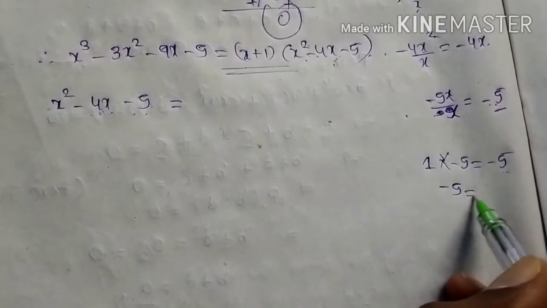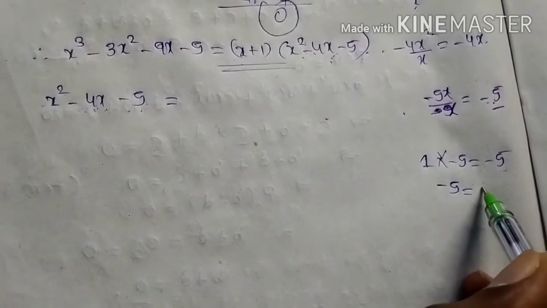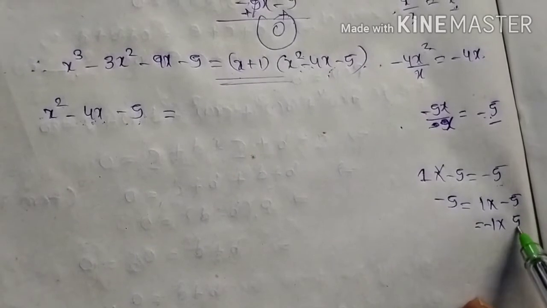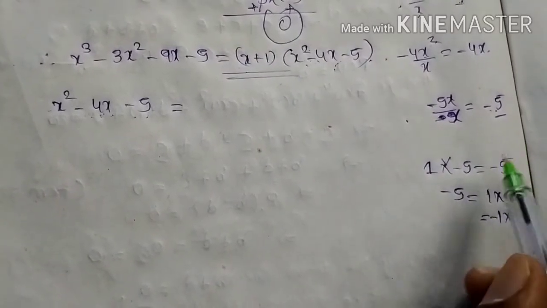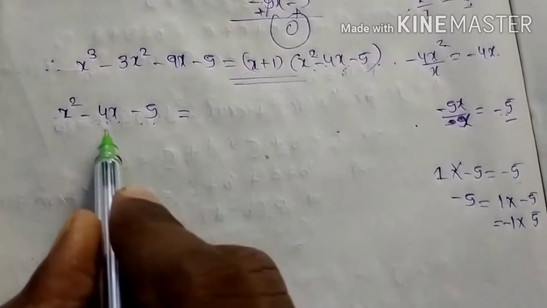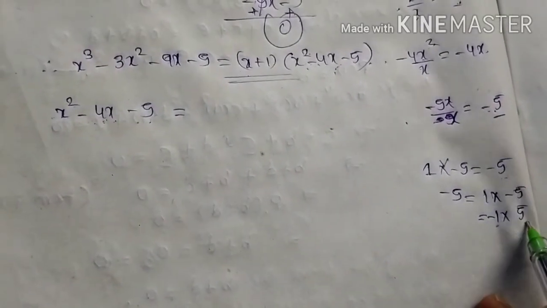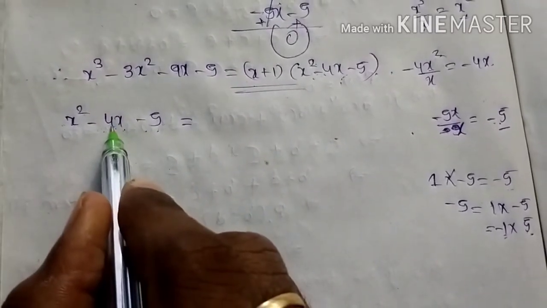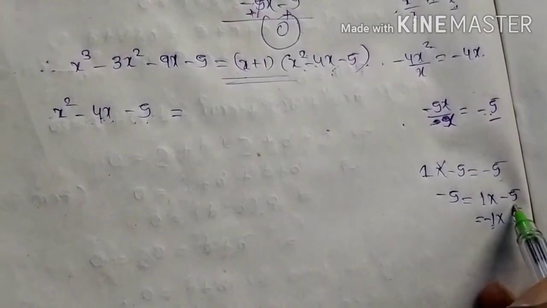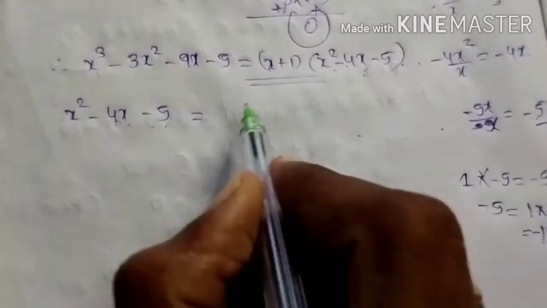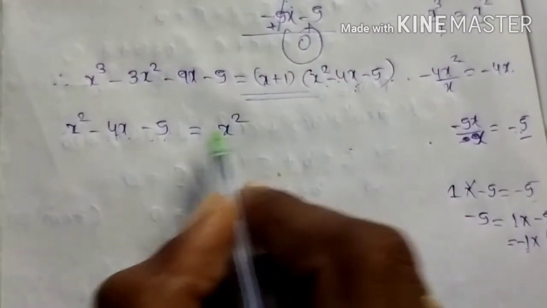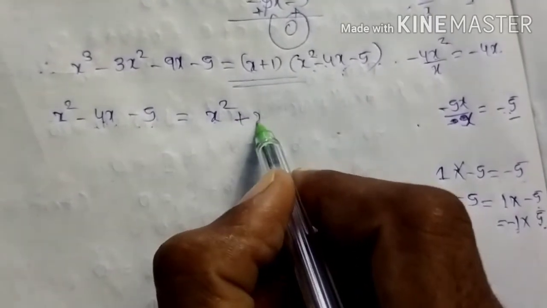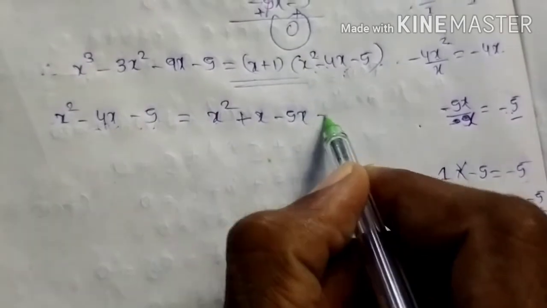Minus 5 can be written as 1 into minus 5 or minus 1 into 5. Yes or no? Yes. But with using which two terms we will get minus 4? If I am doing minus 1 plus 5, you will get plus 4. But here how much your result? Minus 4. If I am doing 1 minus 5, you will get minus 4 or not? Yes. So that you can use here. Just you can split the middle term. x square, I am writing here plus x minus 5x minus 5.